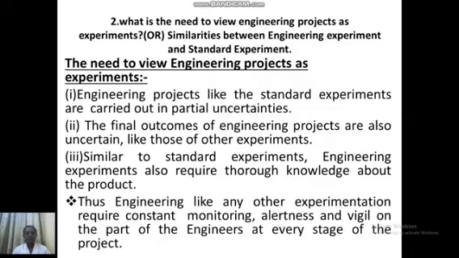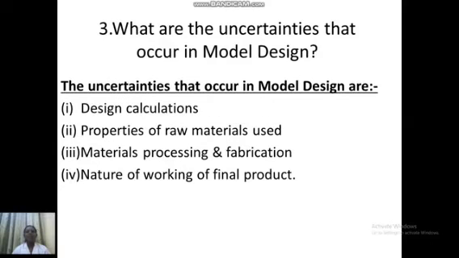So engineering, like any other experimentation, requires constant monitoring, alertness and vigil on the part of the engineers at every stage of the project. Third question: what are the uncertainties that occur in model design? They are design calculations, properties of raw materials used, materials processing and fabrication, and nature of working of the final product.